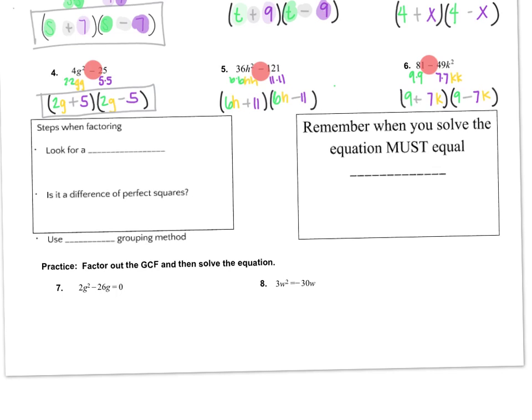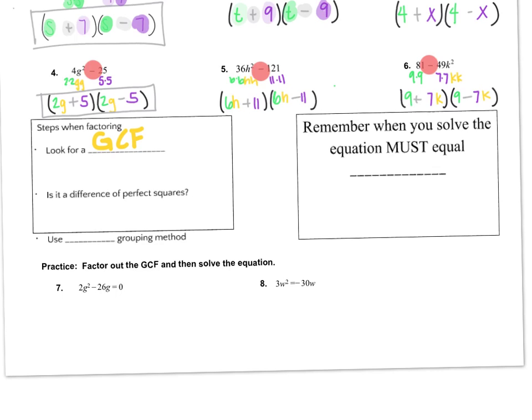So we're going to put all of this together and go through some steps for factoring. The first thing you always do when you start factoring is you look for a GCF. You look for a greatest common factor. That's where you see if you can divide all the pieces by something, which we're going to do some problems like that in a second.